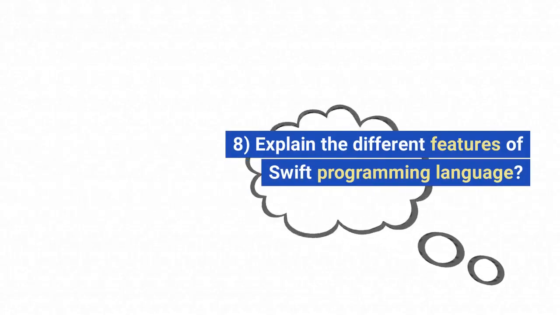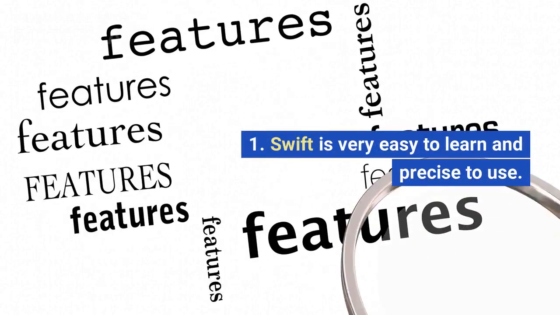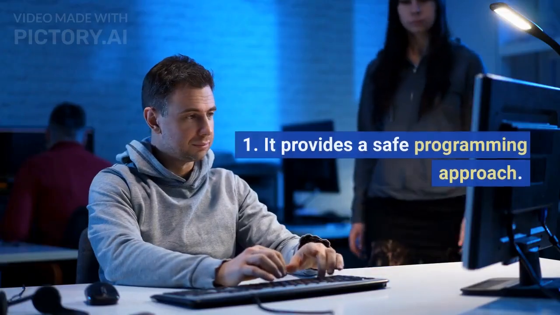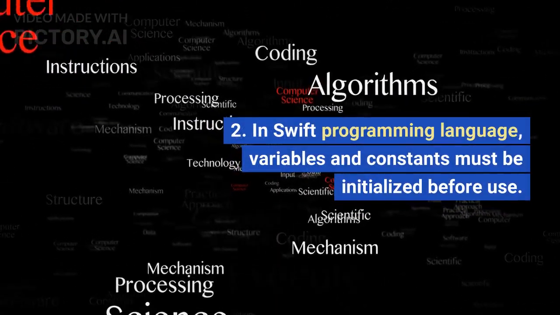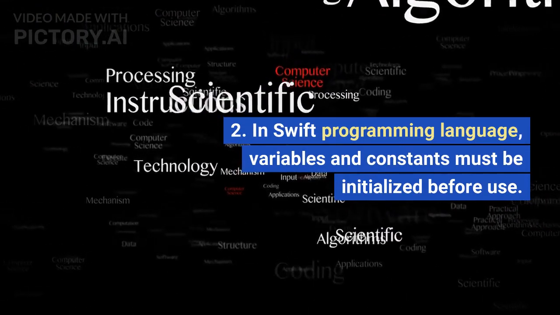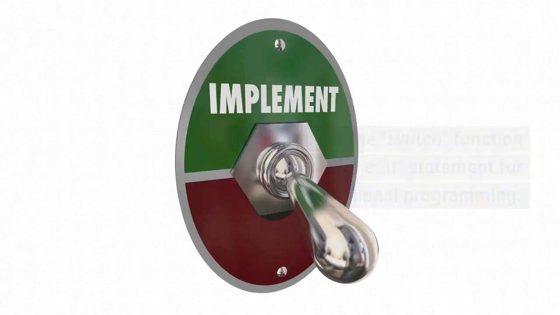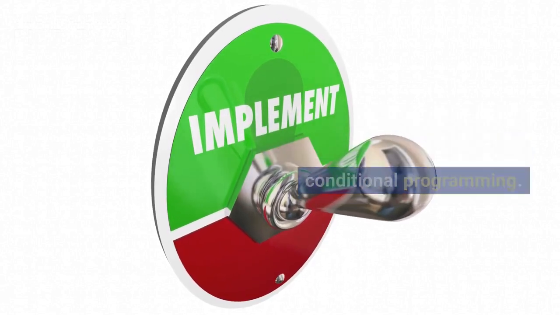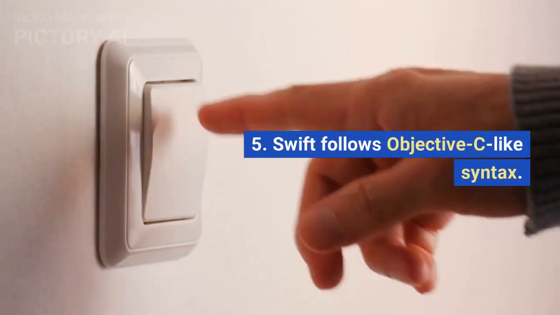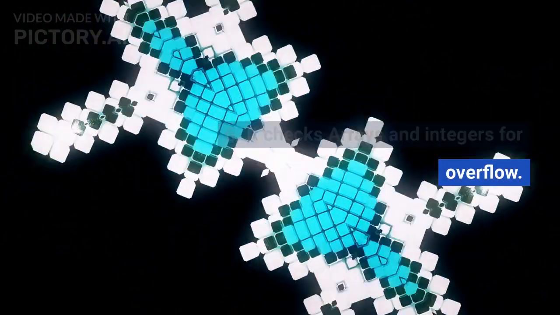8. Explain the different features of Swift programming language. Features of Swift programming language. 1. Swift is very easy to learn and precise to use. 2. It provides a safe programming approach. 3. In Swift programming language, variables and constants must be initialized before use. 4. Automatic memory management. 5. Swift uses the switch function instead of the if statement for conditional programming. 6. Swift follows Objective-C-like syntax. 7. It checks arrays and integers for overflow.